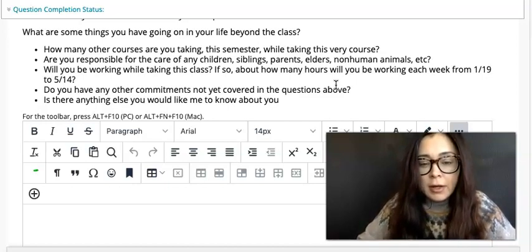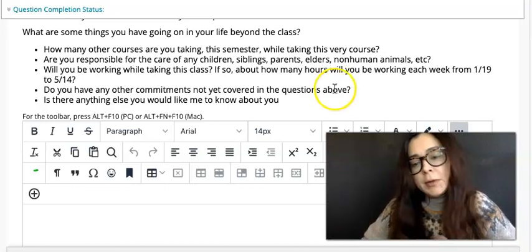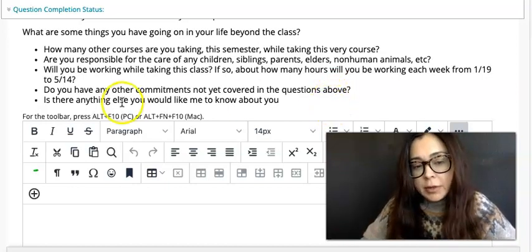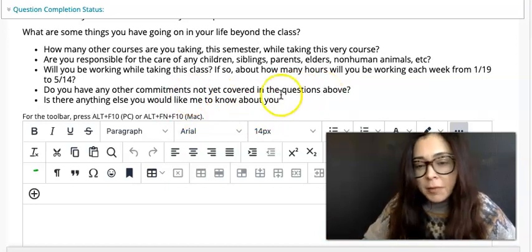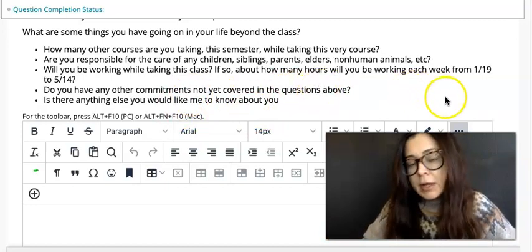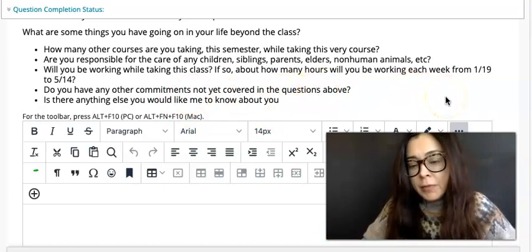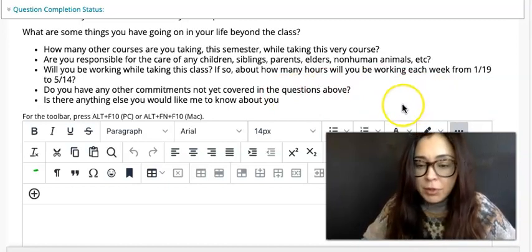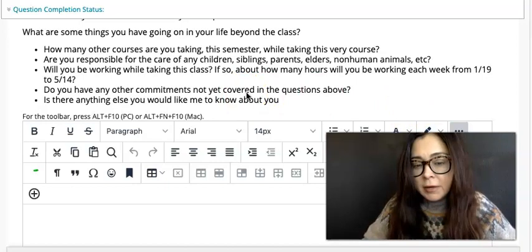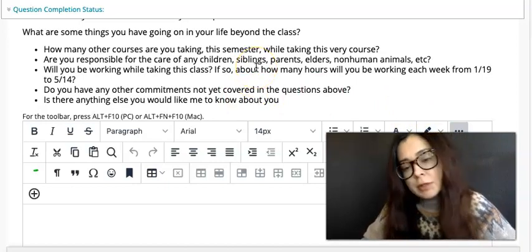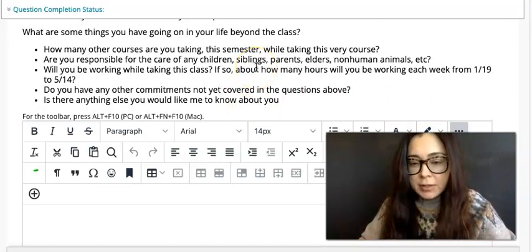And then even if that does not apply to you, I still want to see that you gave attention to the question, so you can say, I do not have any other commitments not yet covered in the questions you gave us. Or if you do, you can say, yes, I have another commitment I would like for you to know about, and it is blah, blah, blah. If you do have other commitments, but you don't want to talk about them, you can say that. You can say, I do have other commitments not yet covered in my responses to your other questions, but I choose not to discuss it.